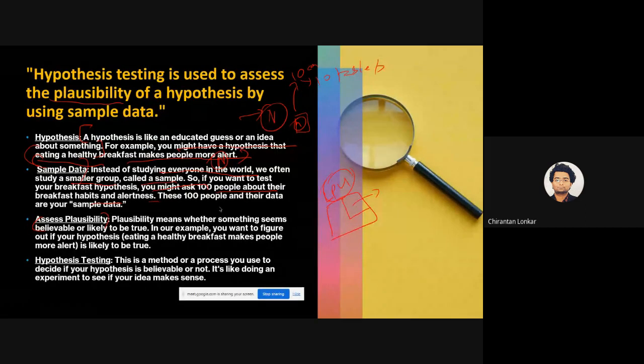Having some, let's say, 3 scoops of protein a day. Is it plausible? Is it true? Is it good enough? So on and so forth. In our example, you want to figure out if your hypothesis testing, what is the hypothesis? Eating healthy breakfast makes people more alert. This is the statement on which you're doing the research.